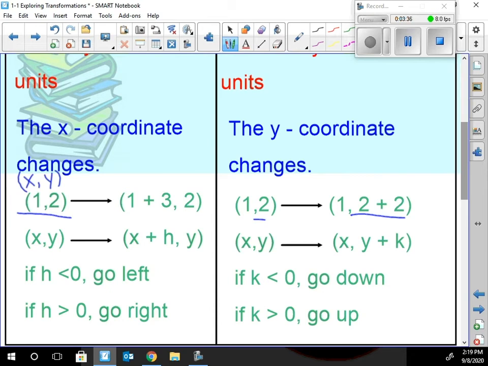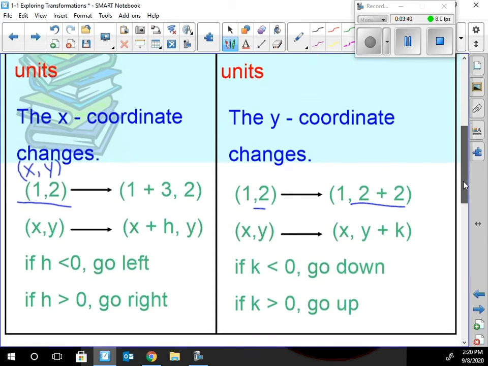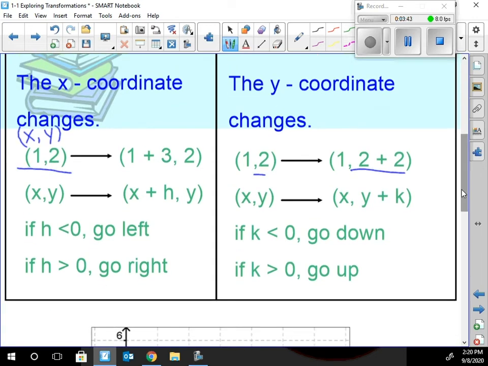Now, whenever I look at this, I can tell whether it's going to go left or right based on the number that's either being added or subtracted. If I'm looking at my horizontal, this is a +3. If h is greater than 0, we're going to go right. If h is less than 0, or a negative number, we go left. So because this is moving +3, we're going to go right 3 units.